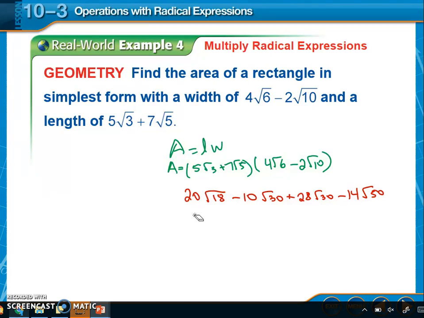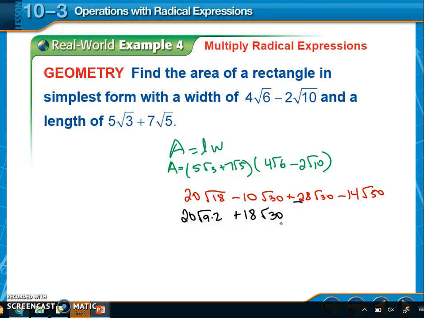So 20 square root of 18, that's going to be the same thing as 20 times the square root of 9 times 2, minus 10 square root of 30, plus 28 square root of 30, minus 14 square root of 50. Well, we can combine these, 10 and 28. Positive 28 and a negative 10 will make positive 18 square root 30.